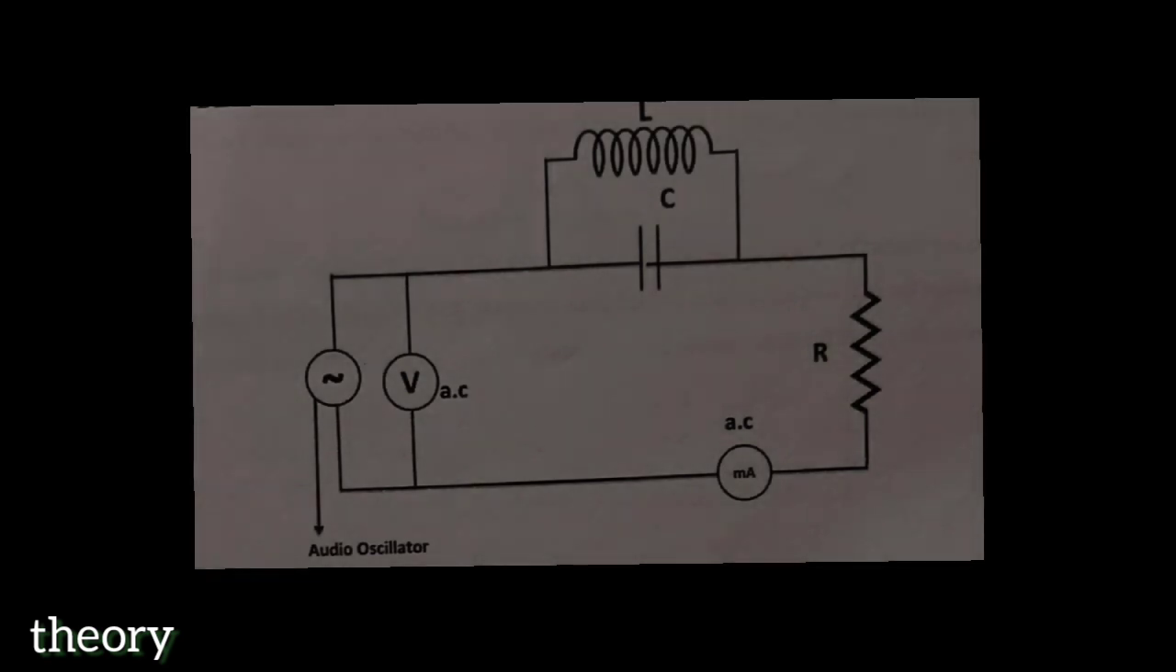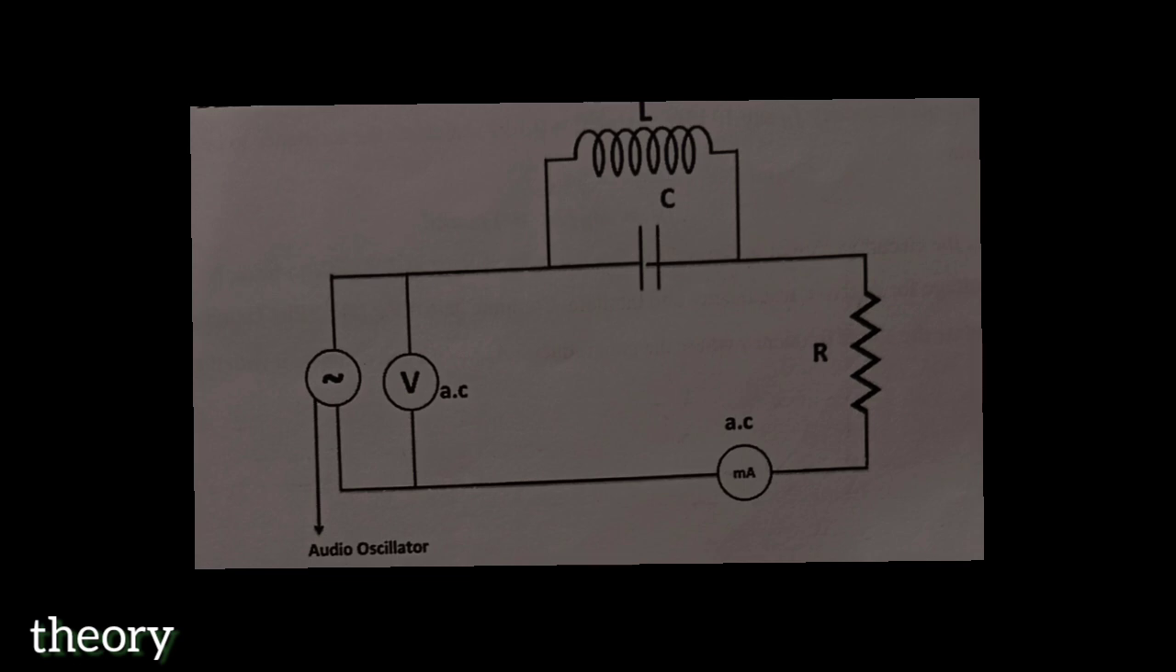In this video we'll be discussing the resonance of a parallel LCR circuit. This circuit basically has an inductor and capacitor connected in parallel, and this whole thing is connected in series with your resistance. In addition to that, we have a milliammeter and a voltmeter, both AC devices, connected to your audio oscillator. So that's your circuit diagram.